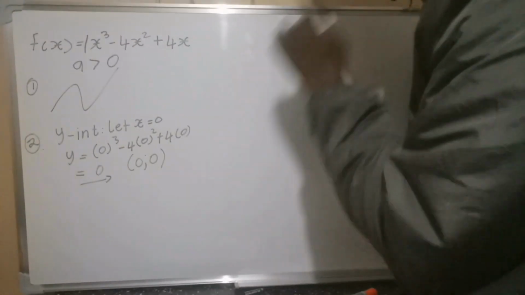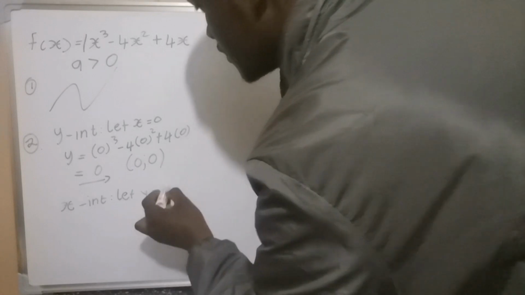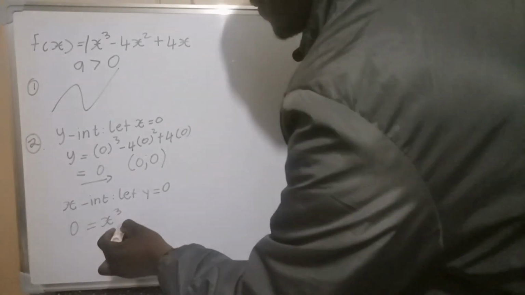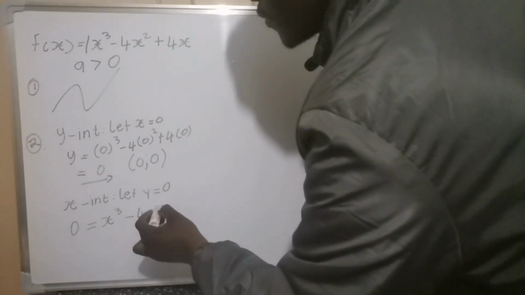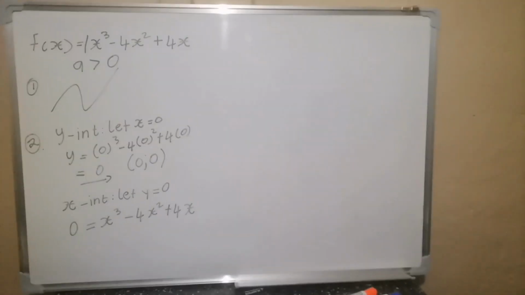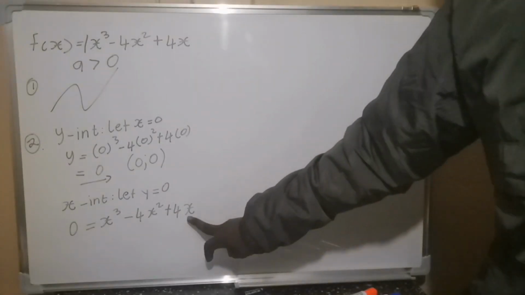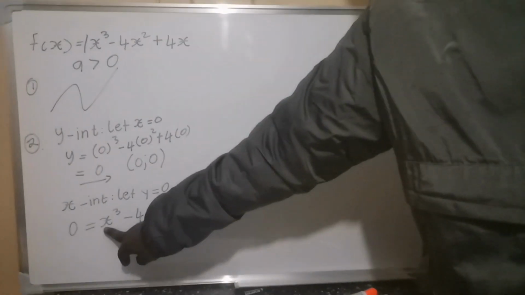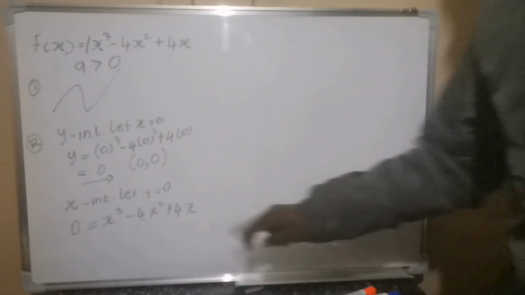Then x-intercepts. For x-intercepts, you let y be 0. So we're going to have 0 equals x cubed minus 4x squared plus 4x. So you solve for x here. Basically, in this case, you have a common factor of x, because x is present in our first term, x is present in our second term, and x is present in our third term. Therefore, we're going to take out x as our common factor.